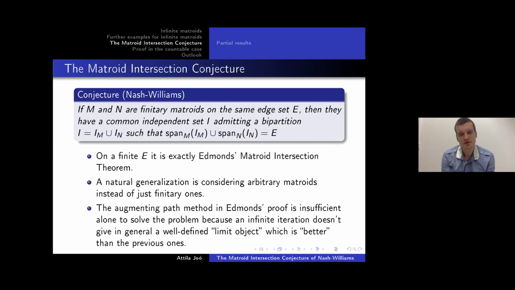Okay, so the augmenting path method in the standard proof of the intersection theorem of Edmonds turned out to be a useful tool also in the proof of the infinite case, but it is insufficient by itself to prove the theorem. If we just iterate some augmenting paths, then in the end there is no guarantee that we have any kind of meaningful limit object. So it's insufficient to solve the problem.